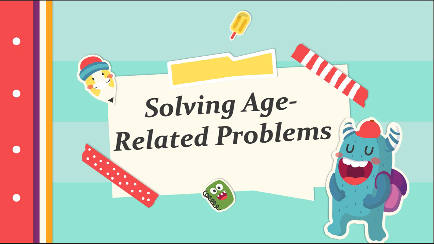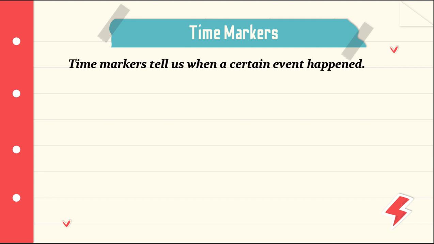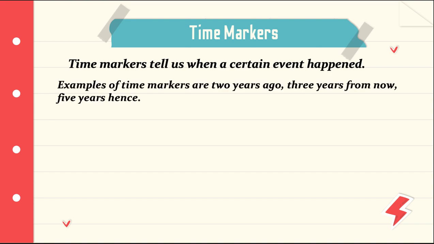So in solving age-related problems, time markers are very important. So we need to recall what these time markers are. Again, these time markers tell us when a certain event happened. Examples of the time markers are 2 years ago, 3 years from now, 5 years hence. So let us recall how we are going to represent these time markers.